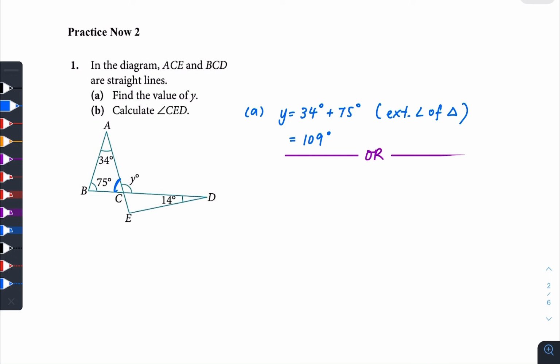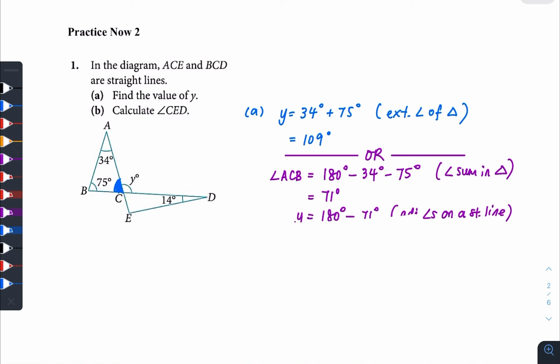Otherwise we can also fall back to our old method in which we can find this angle first. So what's actually this angle? 180 minus 34 minus 75, which is the angle sum of a triangle, which will give me 71 degrees. And because 71 degrees and y lie on a straight line, I can write down y is equal to 180 minus 71, as they are adjacent angles on a straight line.